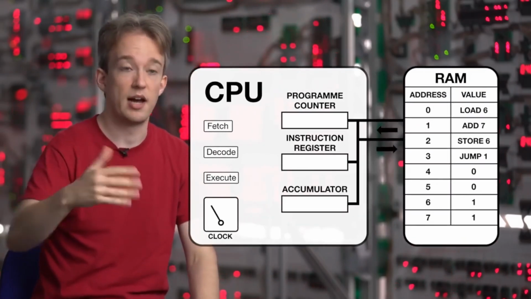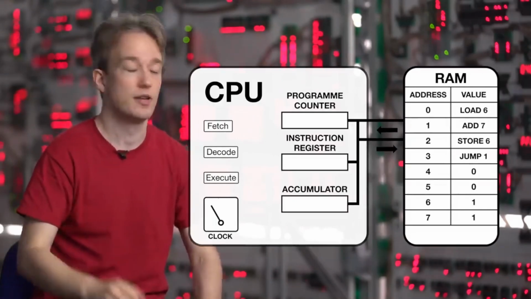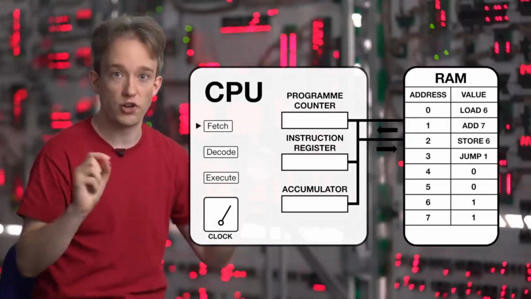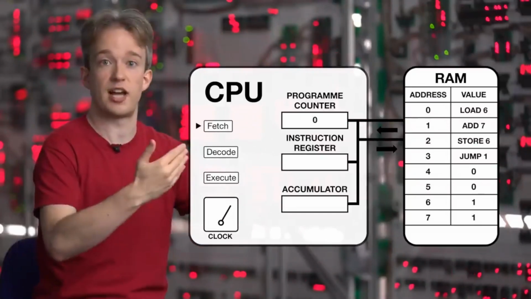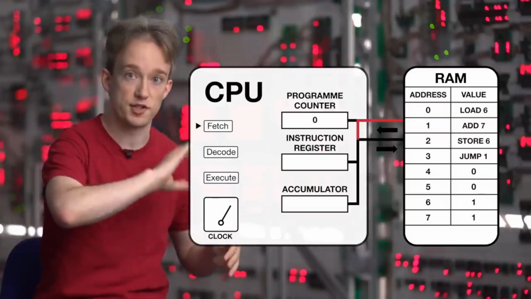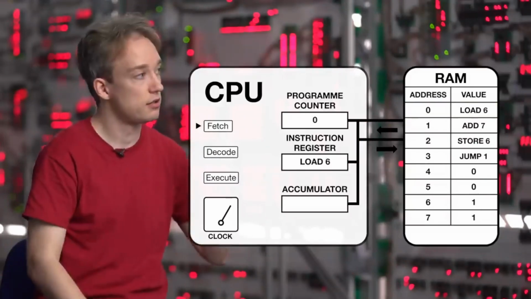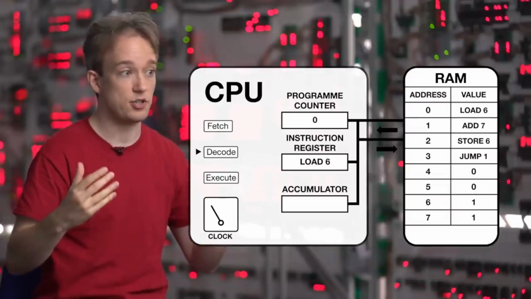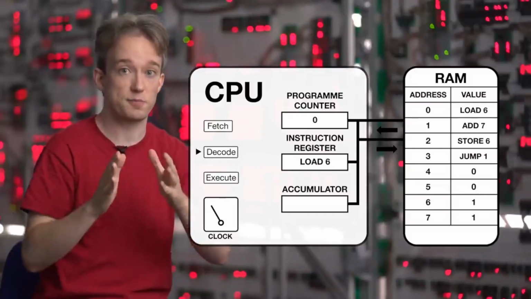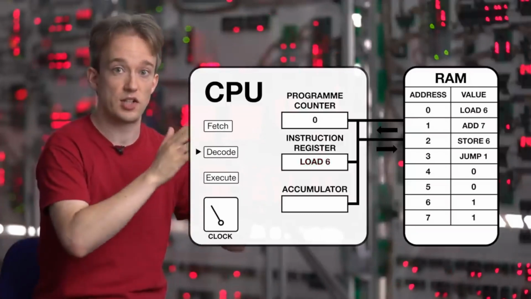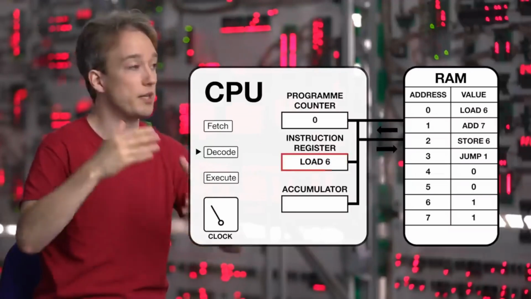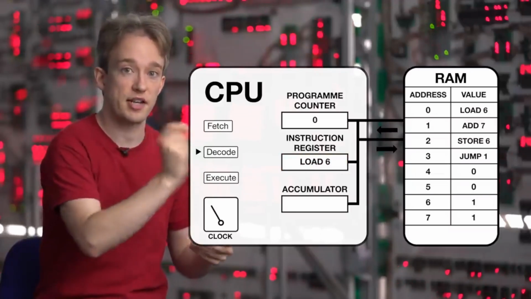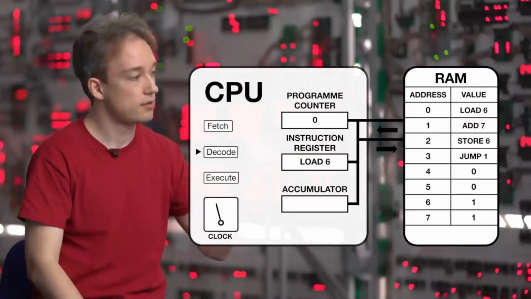We're going to begin with a number and add 1 to it over and over again. Fetch. 1 clock tick. The program counter is set to 0, so the CPU fetches the instruction at address 0 in the memory and puts it into the instruction register. Decode. The CPU decodes the instruction. The first part is the instruction and the second part is a location. In our case, the instruction is load and the address is 6, so we will be loading the value in address 6 into the accumulator.